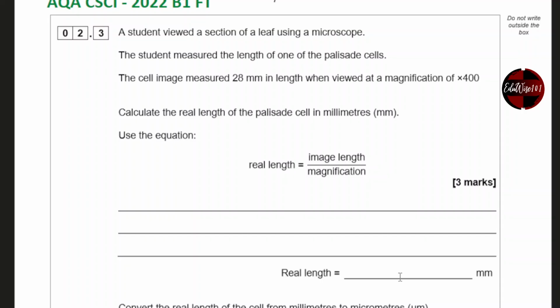A student viewed a section of a leaf using a microscope. The student measured the length of one of the palisade cells. The cell image measured 28 millimeters in length. That's the image length. When viewed with a magnification of 400, calculate the real length of the palisade cell in millimeters. So they have given you the equation. Real length is equal to the image length, which is 28, divided by magnification, which is 400. 28 divided by 400 is going to give you 0.07 millimeters.